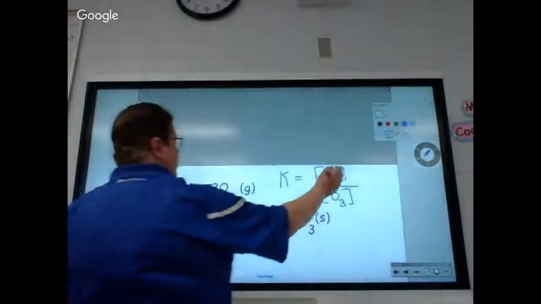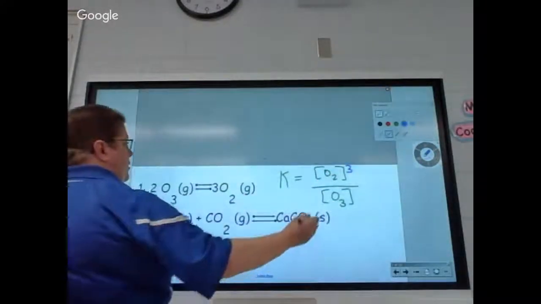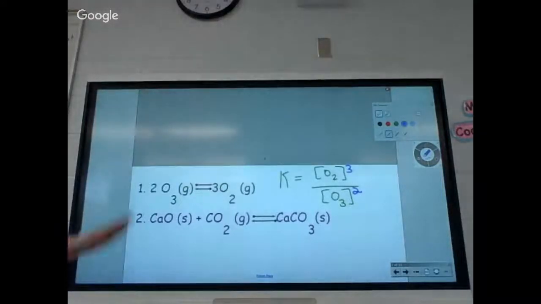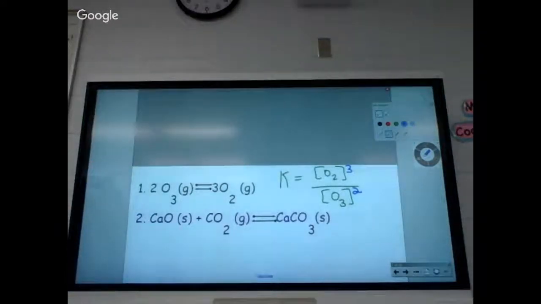Okay, what coefficient do I have on O3? Two. Are either of them not a gas or an aqueous? So they both stay. All right. Are the coefficients going to matter? Yes, because we're going to put numbers in these very shortly. As soon as we practice this one, we're going to put numbers in. All right?